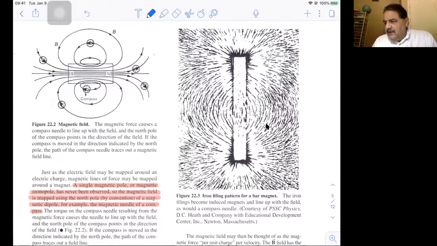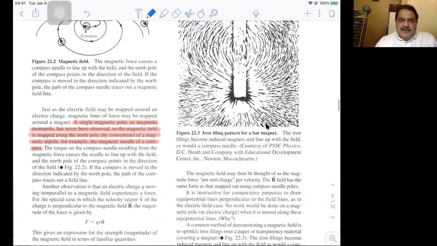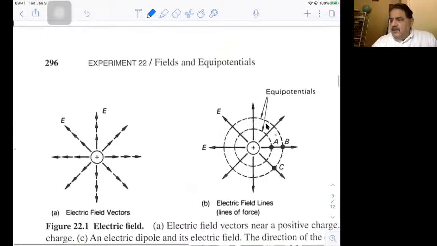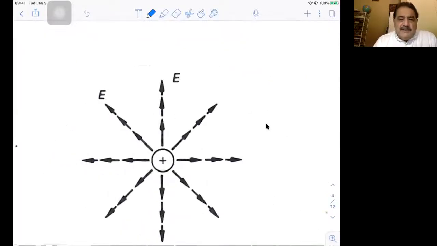We'll get to magnets later. Let's read this highlighted area. A single magnetic pole or magnetic monopole has never been observed. So the magnetic field is mapped using the north pole of a magnetic pole, for example, the magnetic needle of a compass. So basically what they're saying, like if you look up here, we can have a single charge, just a positive charge or a negative charge. You can't have just a north magnet. It's always going to have an opposite south.